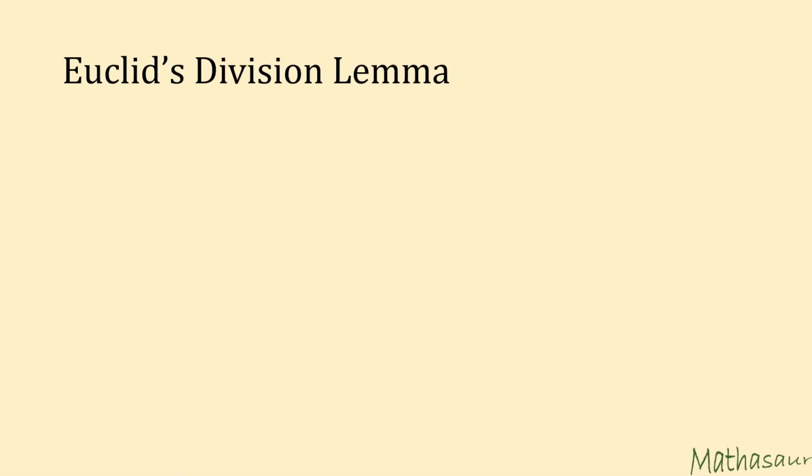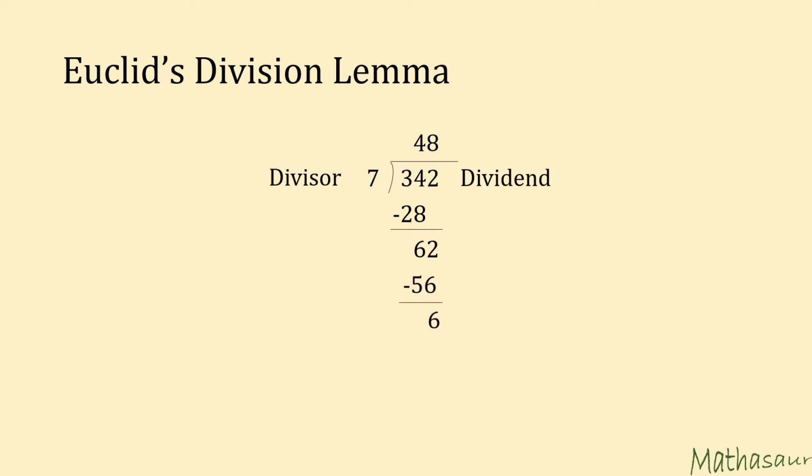Today let us look at a concept called Euclid's division lemma. But what is Euclid's division lemma? Let us do a simple division. Let us take 342 and divide it by 7. We get a remainder that is less than the divisor, so the division cannot continue. Since 6 is less than 7, the division cannot progress.